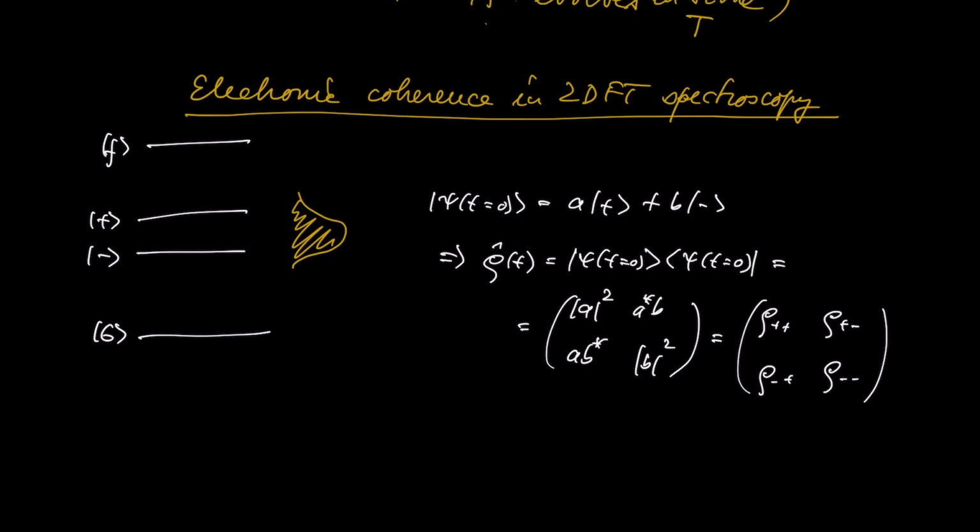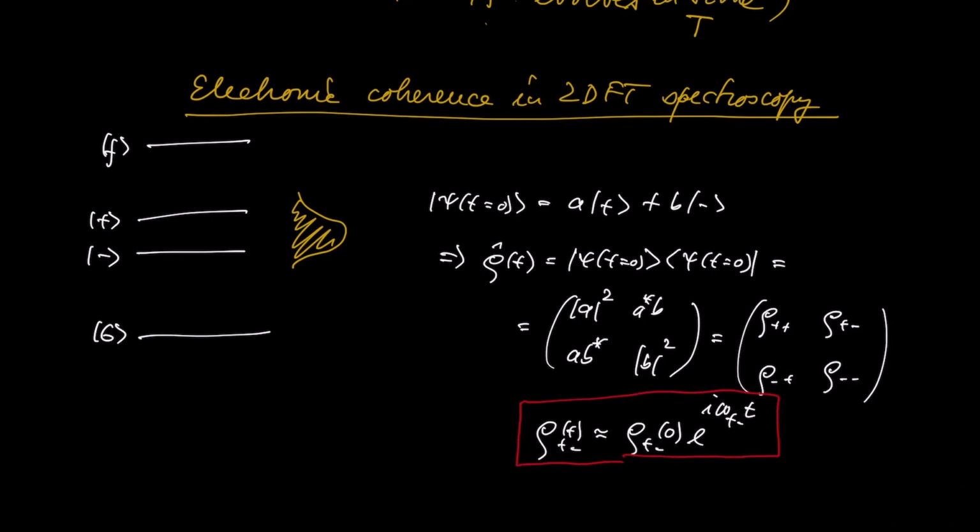These things evolve in time, and the terms plus minus take some value at t equals 0, and then they evolve with e to the power of I omega plus minus t. So what we have here is the time evolution of the phase with the frequency that corresponds to the difference of energies between the states plus and minus.